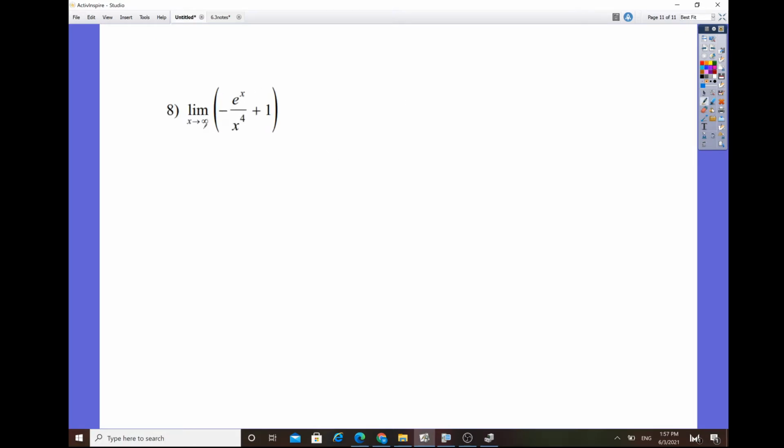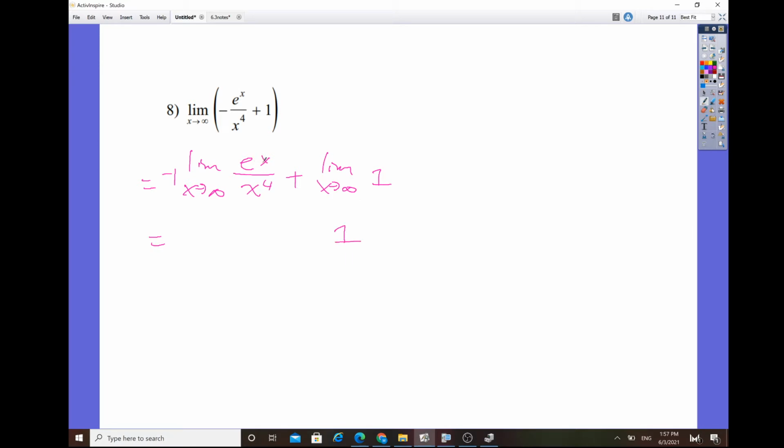You can see that it's a quotient and then a sum. For the sum, we can always separate it out. So the negative 1, you can pull out, so e to the power of x over x to the power of 4. And then the other one is the limit as x approaches infinity of the constant function 1. No matter how big x is getting, the constant is always the constant.